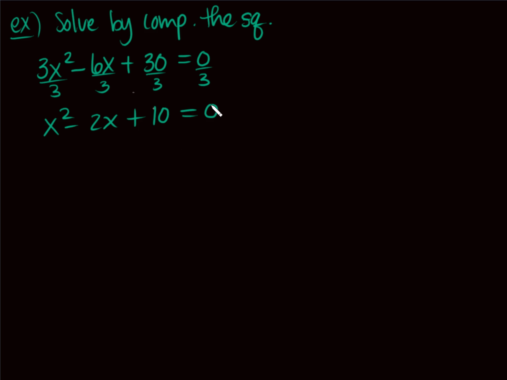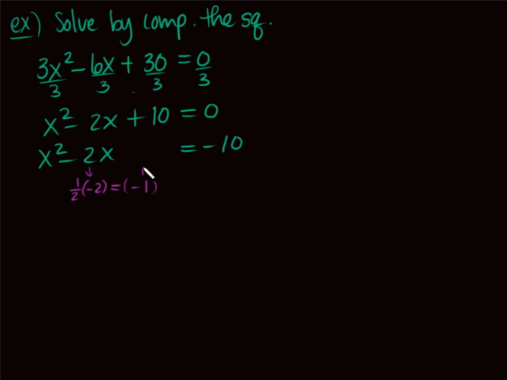Now, what was my next step? If you look back, I want to get all my x's on one side. So I am going to subtract 10 from both sides. Okay, now again, what's my next step? I take half the middle term. The middle term is a negative 2. That is a negative 1.